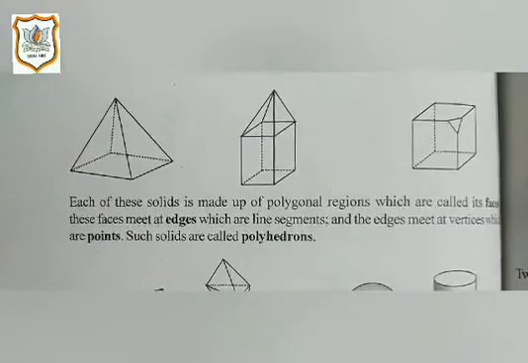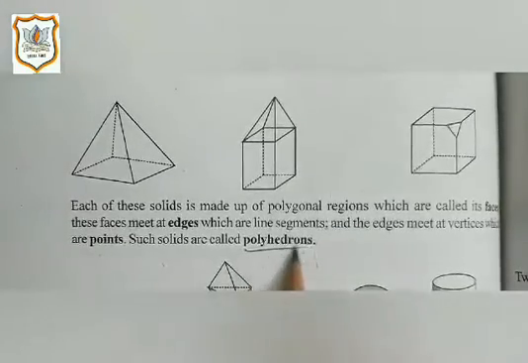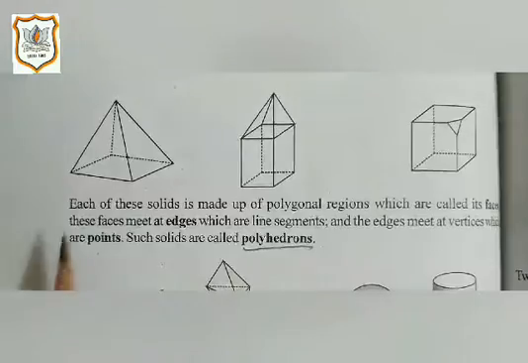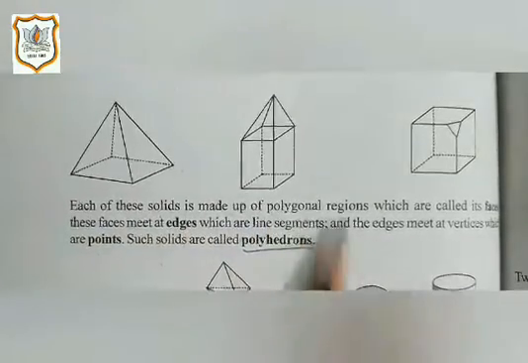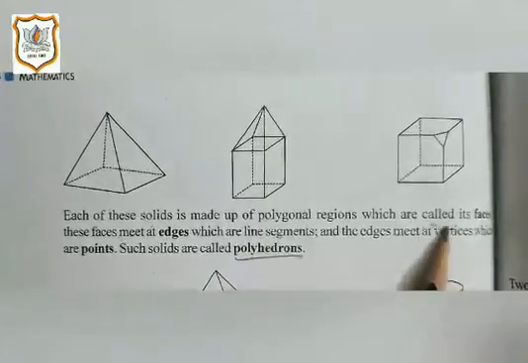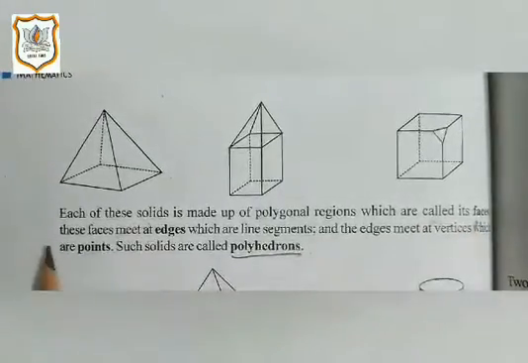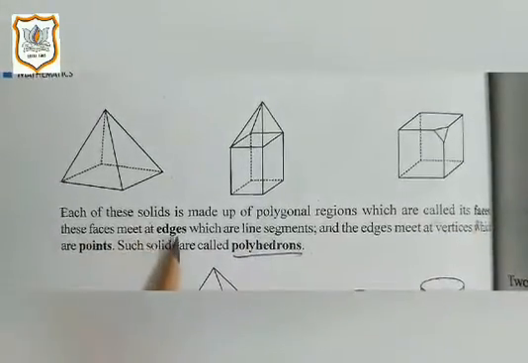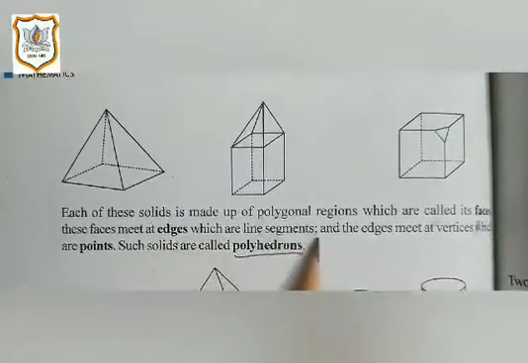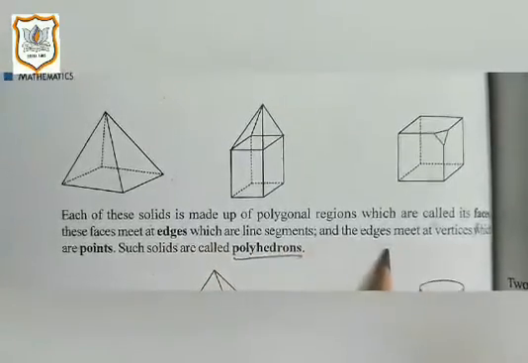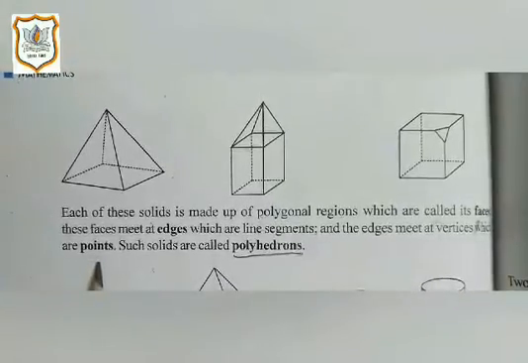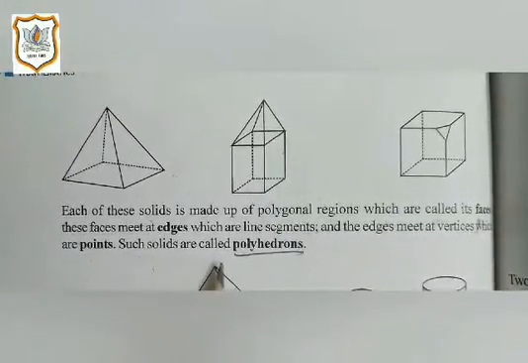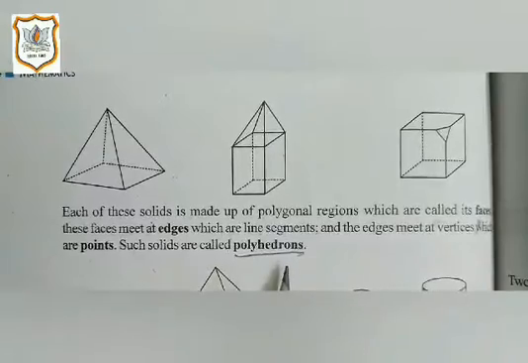Now we will discuss polyhedrons. Students, each of these solids is made up of polygon regions which are called its faces. These faces meet at edges, which are line segments, and the edges meet at vertices, which are points. Such solids are called polyhedrons.